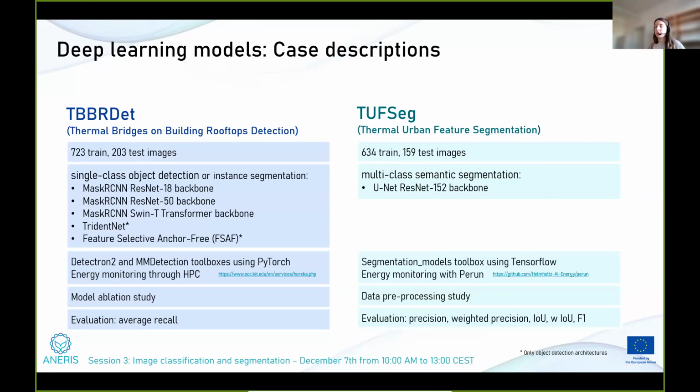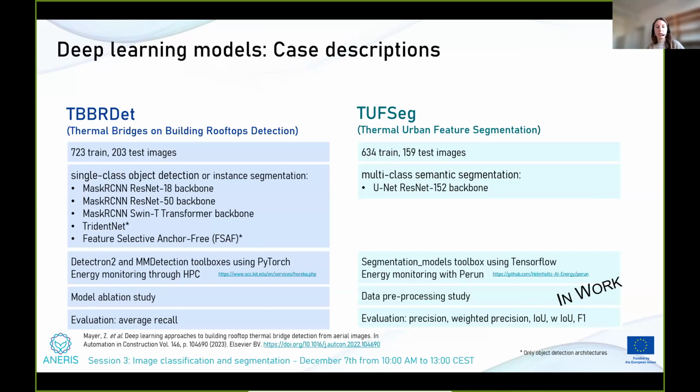And then the previous talks also talked about different evaluation metrics. So here we're using different kinds depending on the problem at hand. The thermal urban feature segmentation is a study that is still in work, where I'm focusing on different options of data preprocessing, different filters we can use to enhance contrast, remove effects like thermal vignetting and so on, while the thermal bridges and building rooftops detection is already a finished study, as I mentioned, about model ablation. You can read up on that study in that paper.